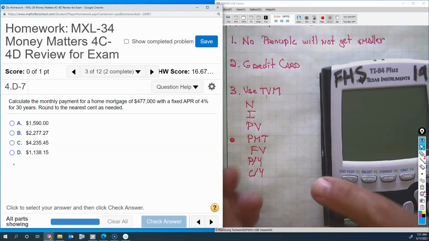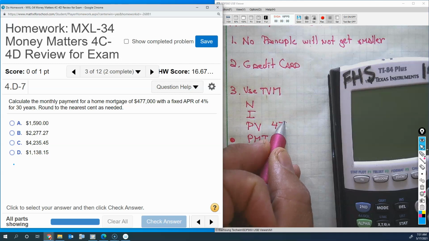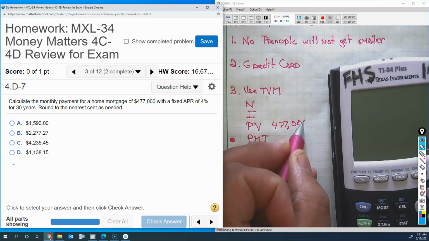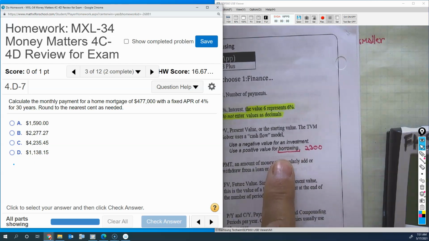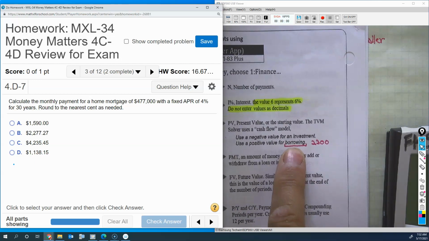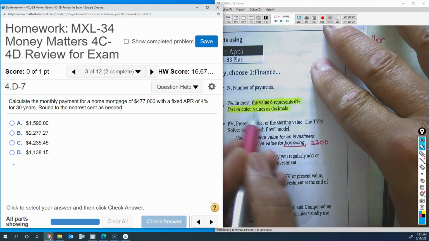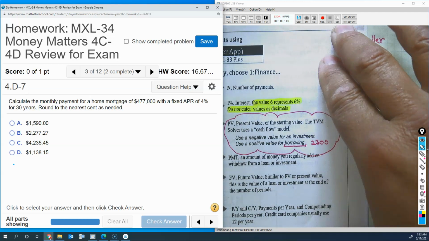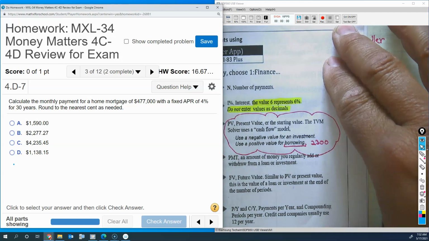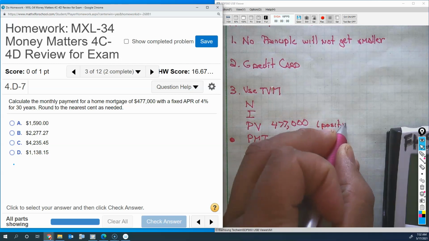Okay, so your present value is the mortgage. All right, and this is $477,000. You use your amount. Now remember when we type that in, when you are borrowing money, that's what a loan is, you use a positive value. Don't forget this. Right, because with a loan, the money came to you from the mortgage company. So this is going to be a positive value.